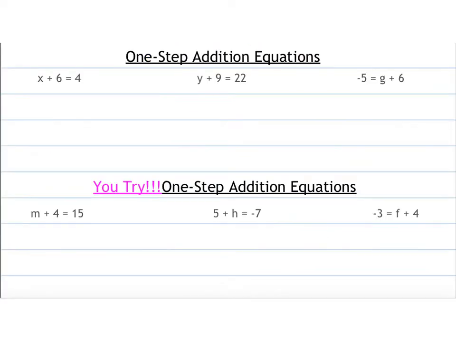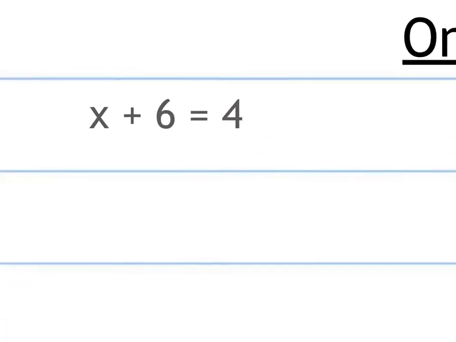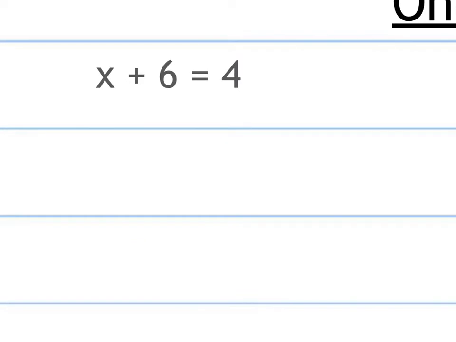Okay, so let's start going through one-step addition equations. Looking at our first one here, I'm going to zoom in. Our original equation: x plus 6 equals 4. So step 1, write down the equation. The next step was to draw the train tracks, so I draw them right down. That's showing that whatever I do on one side of the train tracks, I'm then going to do on the other side in order to keep it balanced. Think of a scale. You have to put stuff on each side to keep it balanced.